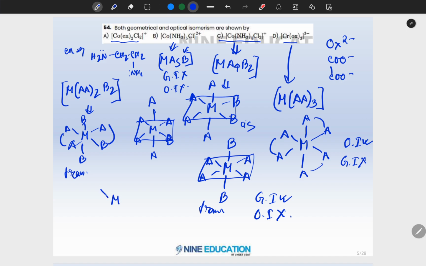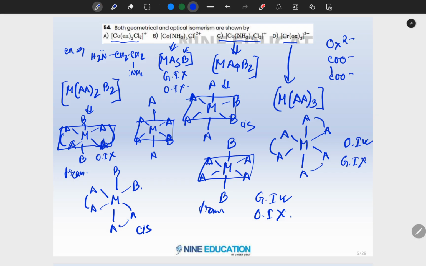And there is one more possibility. Chelate rings are cis to each other, and the B ligands are also cis to each other. So clearly the trans isomer will again be optically inactive. We are able to see a plane of symmetry, a horizontal plane of symmetry. The upper end of the molecule will be the mirror image of the lower end. So again, optical isomerism will not be exhibited over here.